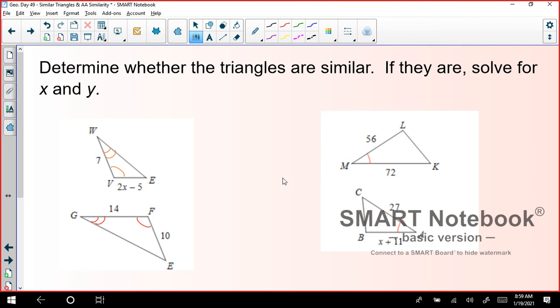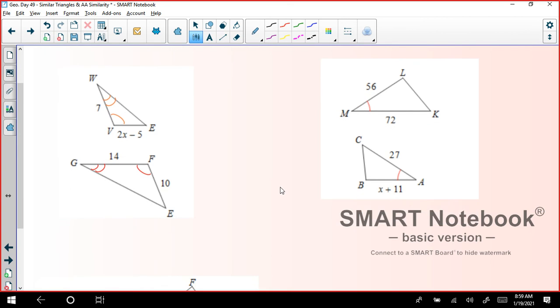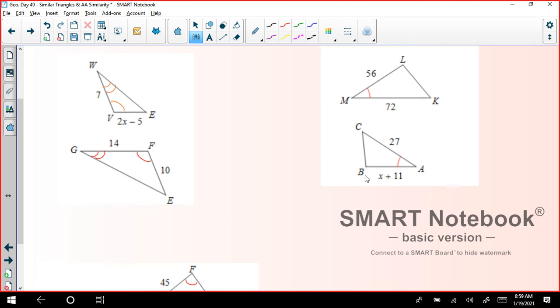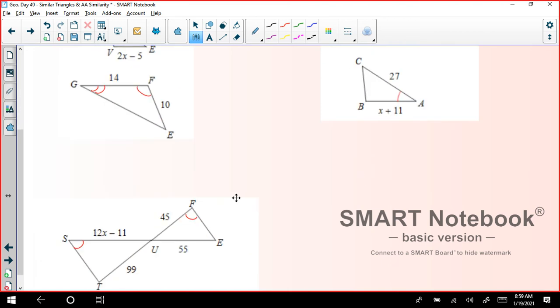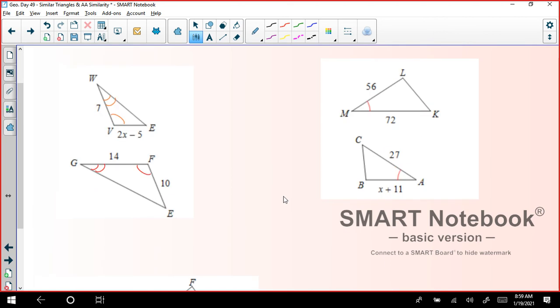Determine whether the triangles are similar, and if they are, solve for x and y. I'll do the first one, then give you a chance to work on the other one. Let me do these two. So first one.